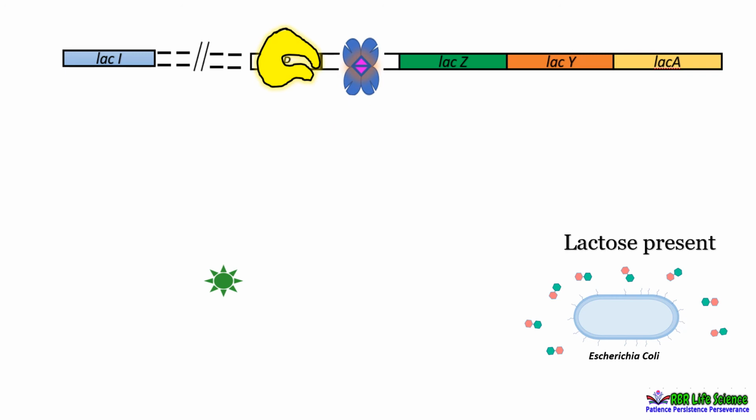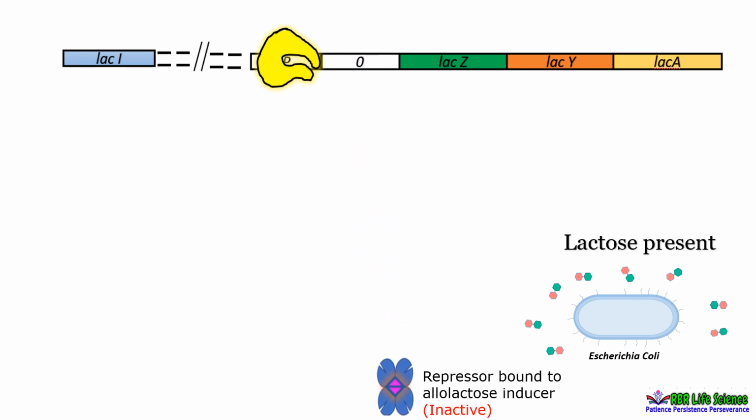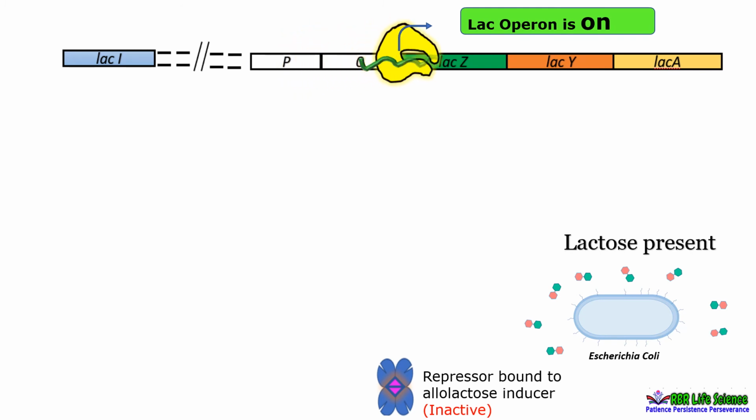Allolactose binds to repressor protein. Binding of allolactose to repressor protein changes its shape, and the repressor protein becomes inactive. Repressor no longer remains on the operator, and RNA polymerase has full access to the operator. Now the path is clear for RNA polymerase. RNA polymerase now transcribes LacZ, LacY and LacA genes.